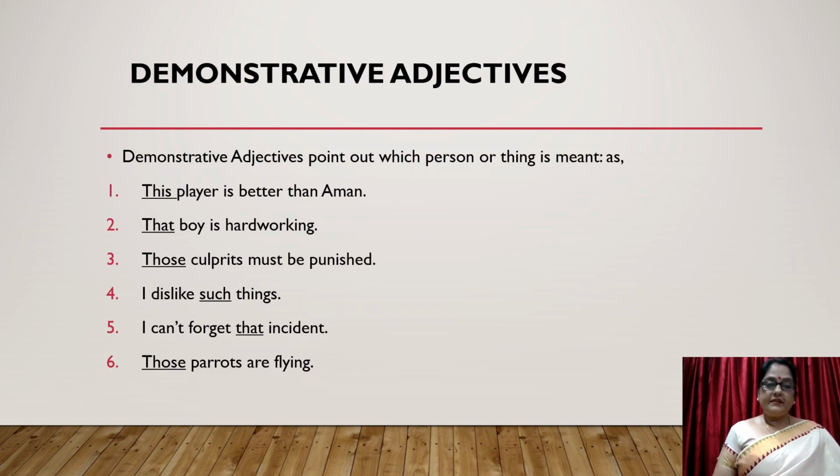Now demonstrative adjectives. Demonstrative adjectives point out which person or thing is meant. They point out which person or a thing is talked about or meant. Let us understand this with the help of examples. This player is better than Aman. This, pointing. That boy is hardworking. Which boy? That boy. Those culprits must be punished. Which culprits? Those. I dislike such things. What kind of things? Such things.